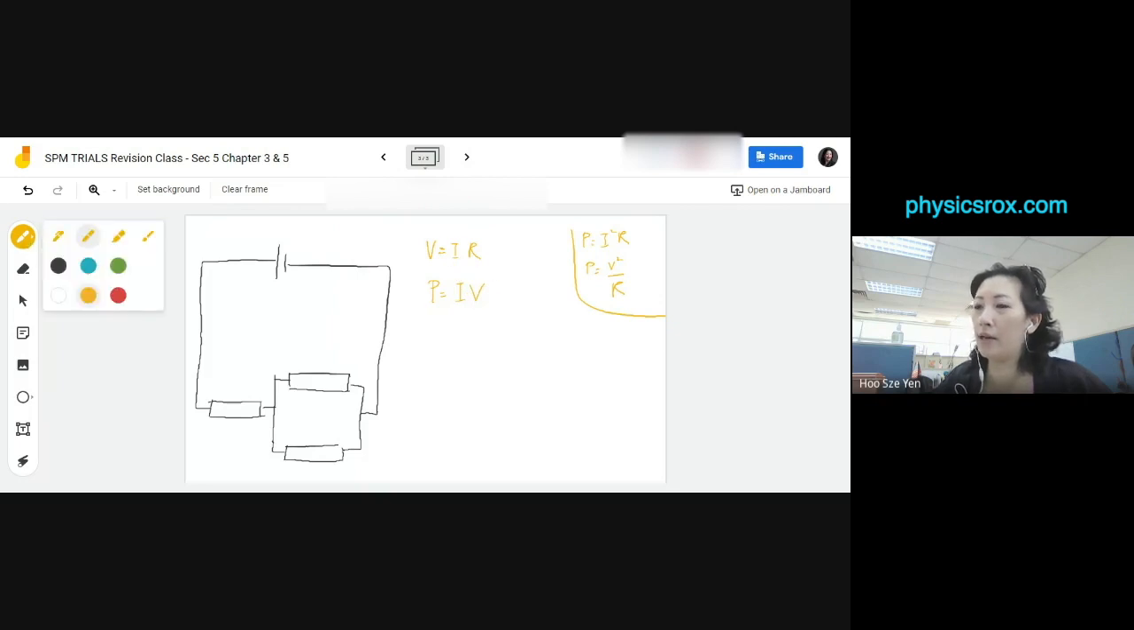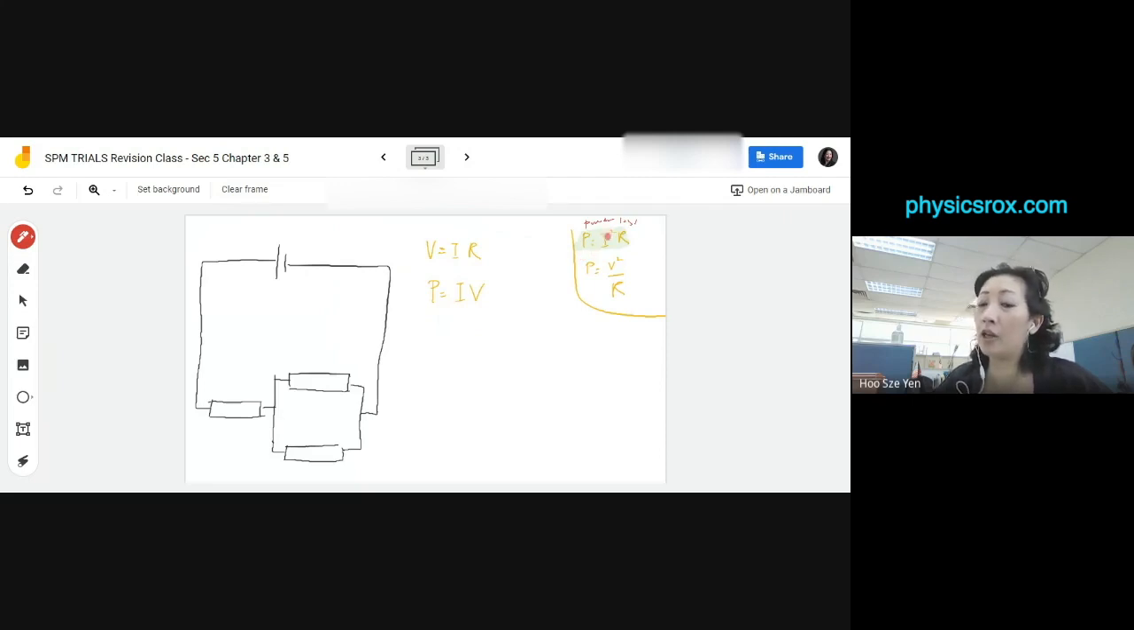However, do take note that this formula, P equals I squared R, is always used for power loss. This is specifically the power loss formula. You can actually count power loss using the other one also, but the preferred formula is P equals I squared R. Why? Because power loss depends on the value of the current and the value of the resistance.